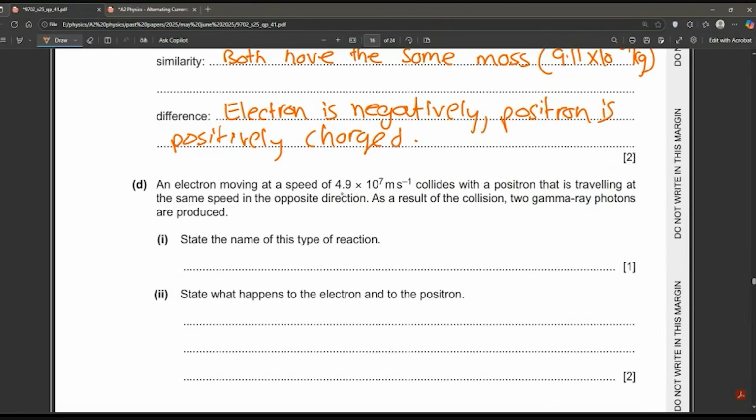An electron moving at a speed of 4.9 into 10 to the power of 7 collides with a positron that is traveling with the same speed in the opposite direction. As a result of this collision, two gamma ray photons are produced. State the name of this reaction. Child, when electron and positron meet and result in the formation of two gamma ray photons, which reaction is this? This is the reaction of annihilation, however you pronounce it.